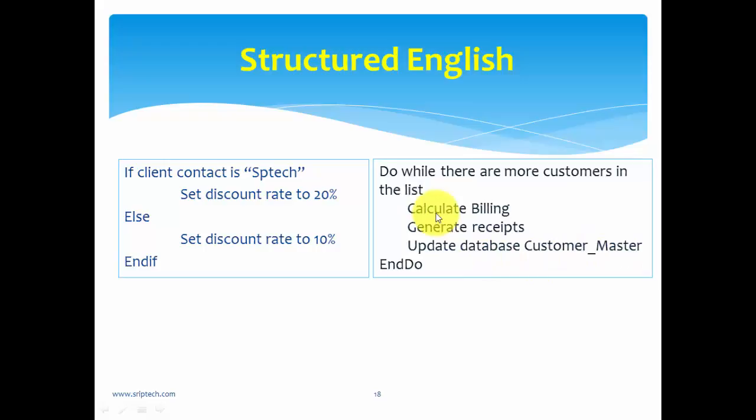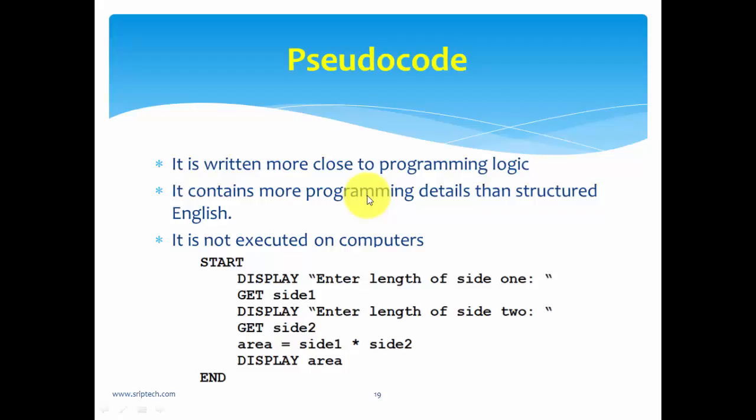So what is happening is, as long as there are customers in the list, that means for all the customers in the list, I am performing three processes: calculation of billing, generation of receipts, and updating of the database customer underscore master. Now all these are examples of your structured English.